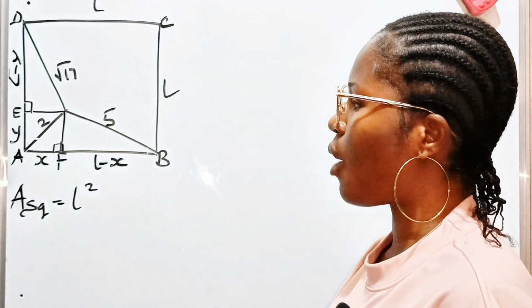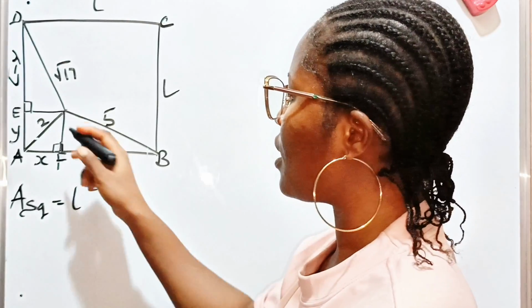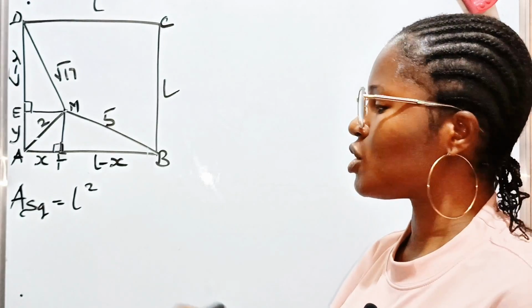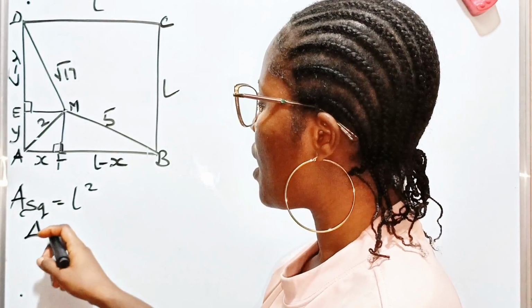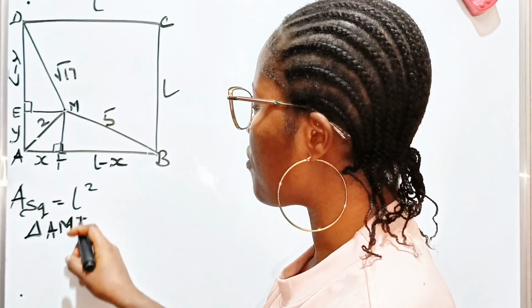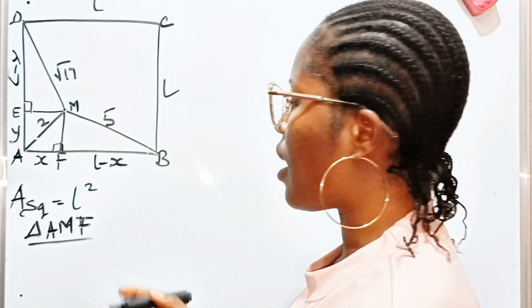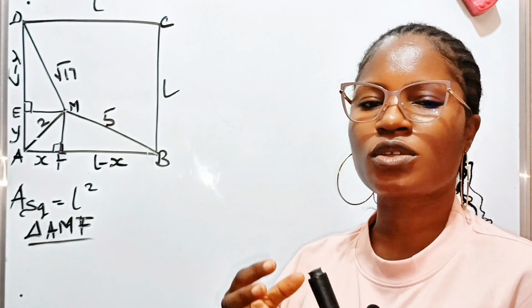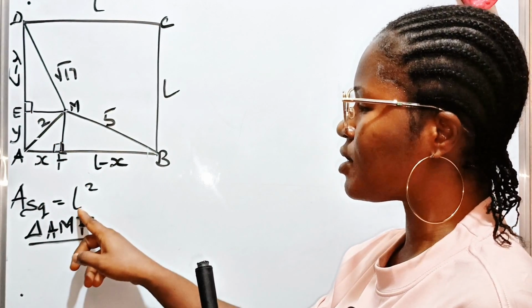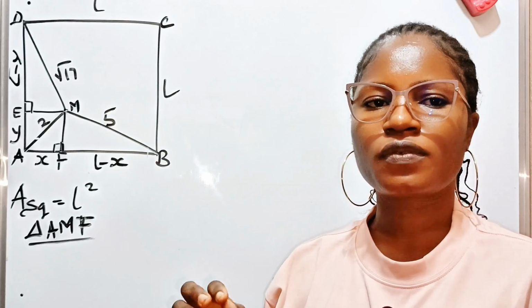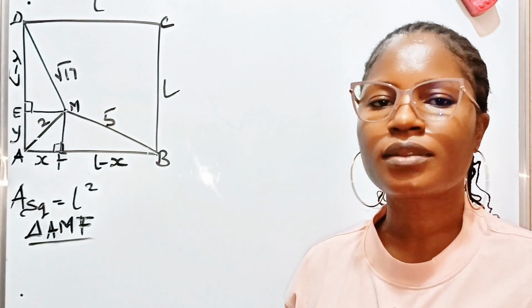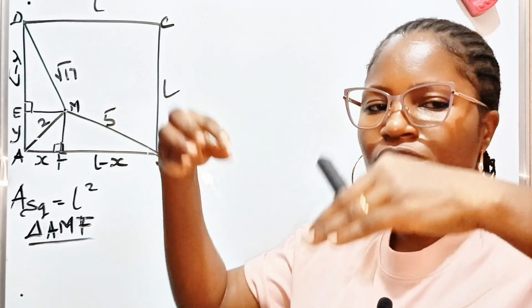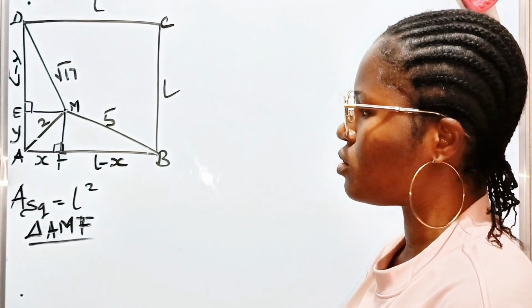Okay, now let us consider this meeting point. Let's call it M. Let us consider triangle AMF. Triangle AMF. Remember that we are asked to find the area of this square. So everything I'm trying to do now is to get the length of this square. Once I get the length of this square or the length squared, then we are done. All right. So I'll try as much as possible to bring in length into my equations. That is what I'm trying to do.